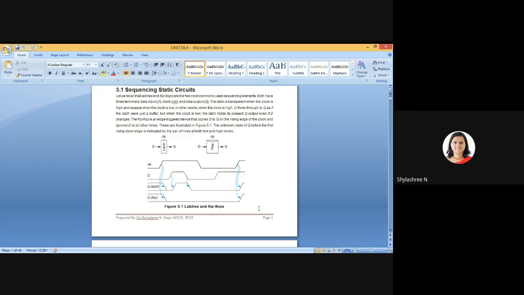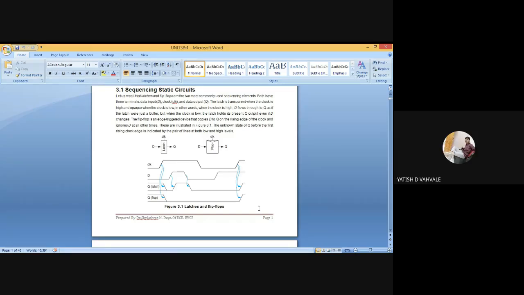So look at the circuit diagram. What you understood here, there is a latch, there is a flip-flop. What did you understand based on this circuit diagram? The data after the first rising edge of the clock. In the latch, the data will take very little time.